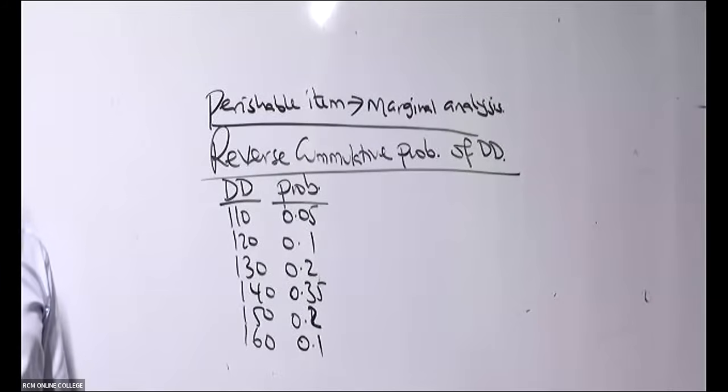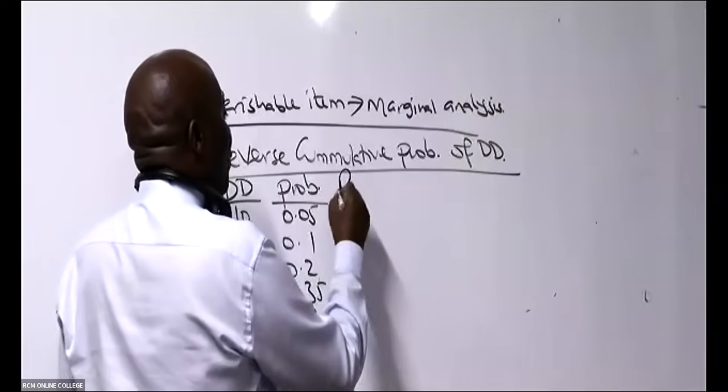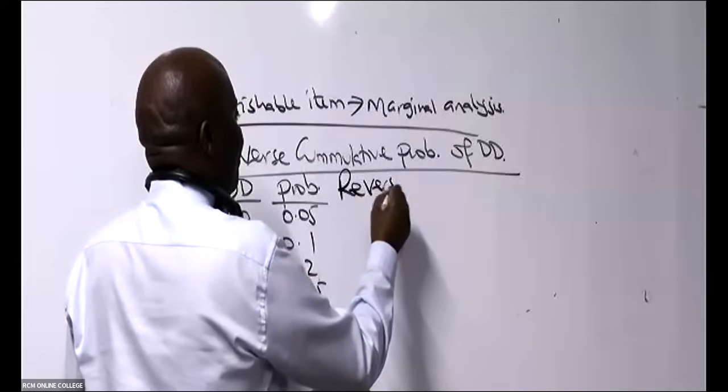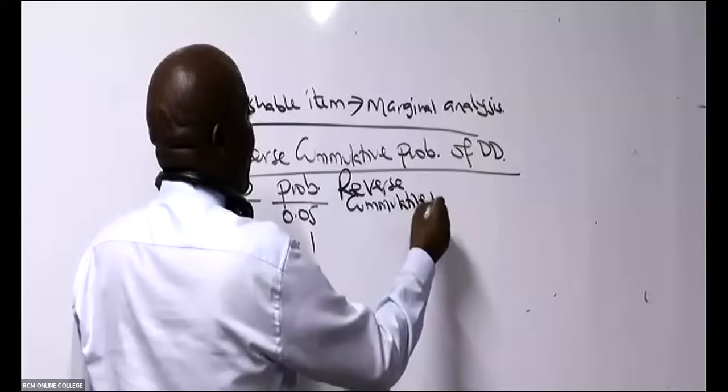It's on the screen. You can even screenshot, or somebody can screenshot and send those students that question on WhatsApp. All right. So then come and now give us, because it's a perishable good, what we call reverse cumulative probability.